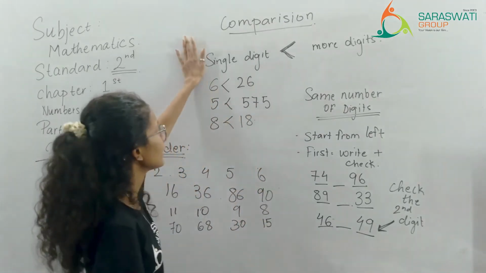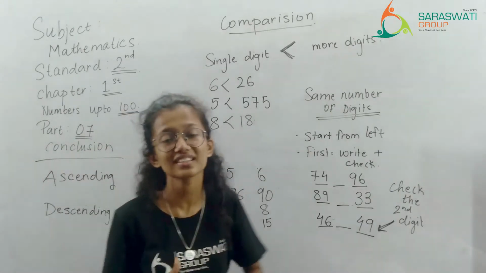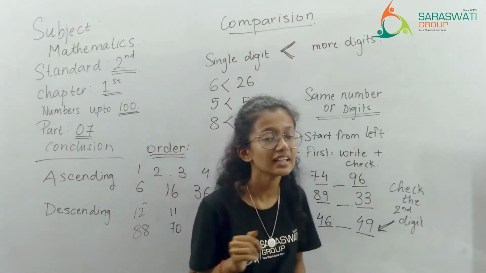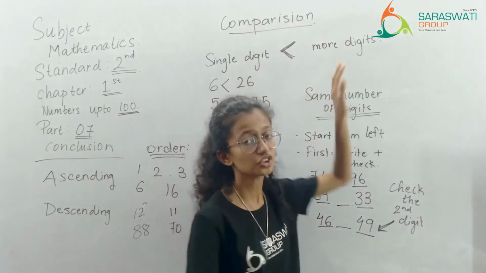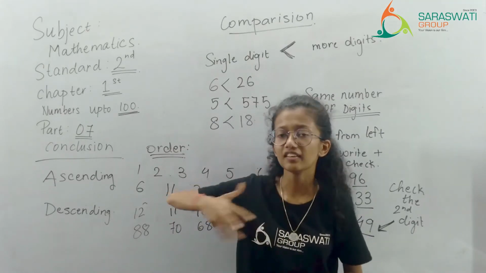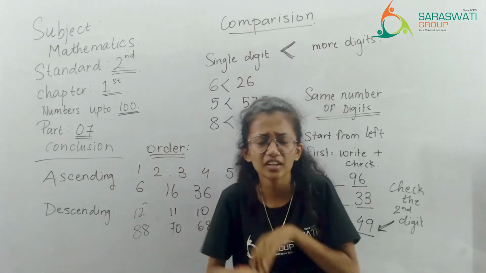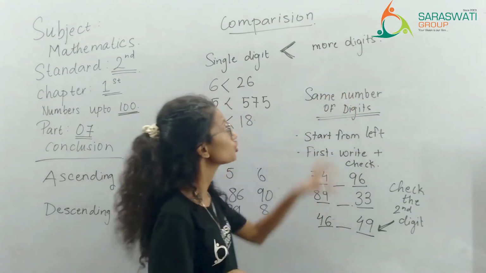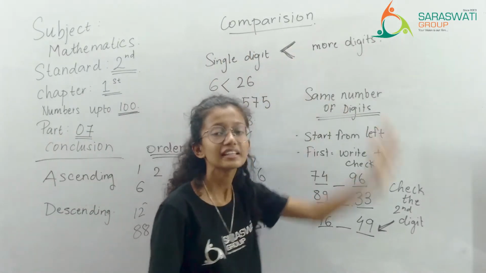So, in comparison of single digit numbers, which are single digit numbers? 1 to 9: 1, 2, 3, 4, 5, 6, 7, 8, 9. These are known as single digit numbers. And more digits, more than 1, start from 10 and go till infinity: 10, 11, 36, 45, 88, 100. Any such number comes in more digits. So, in comparison with single digit numbers, more digit numbers are greater.